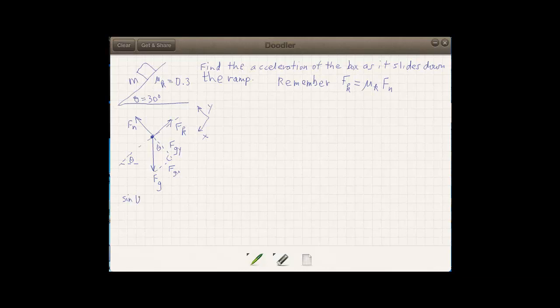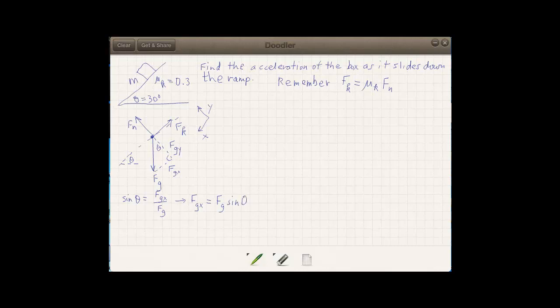From the right triangle, we can see the sine is the opposite side over the hypotenuse, so that's Fgx divided by Fg. Fg is the hypotenuse of that triangle, the whole force of gravity pointing down. And so from this, right away, I can say that Fgx is Fg sine theta. That's important.